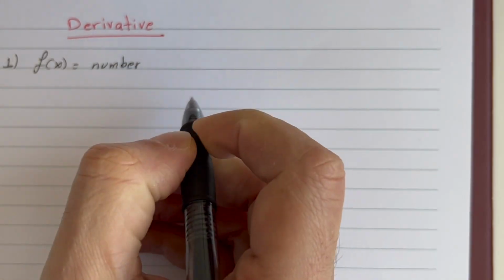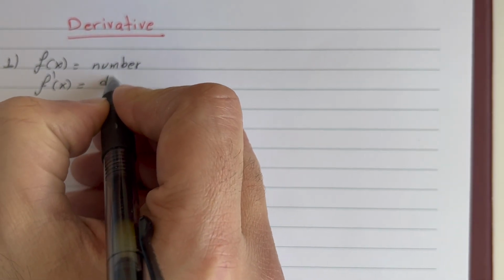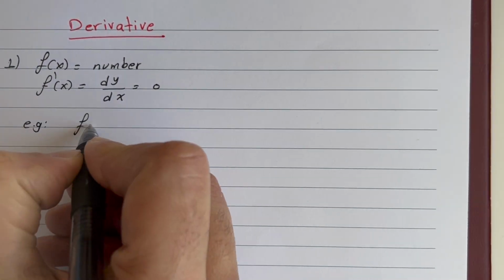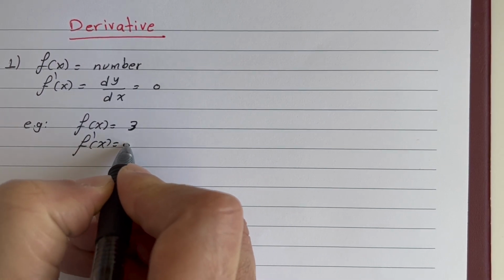So let's start with the derivative rules. Rule number one is that when you have f(x) equals any number, they call it a constant, the derivative f'(x), or dy over dx, always equals 0. Example, if I have f(x) equals 3, that means the derivative of that is 0. This is rule number one.